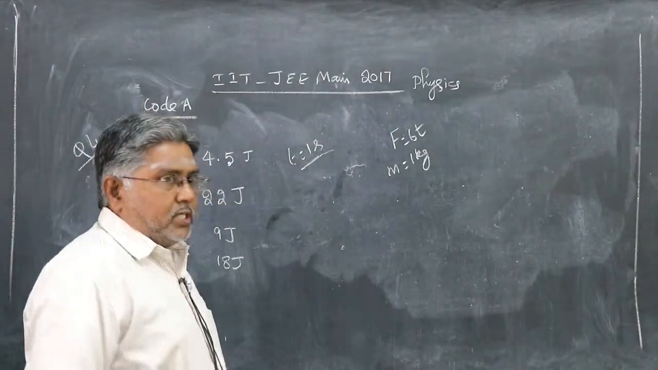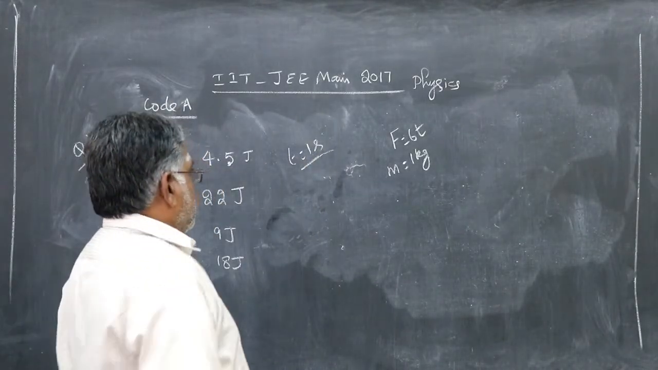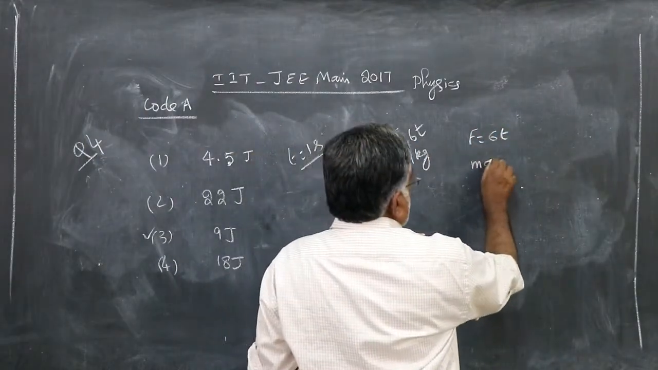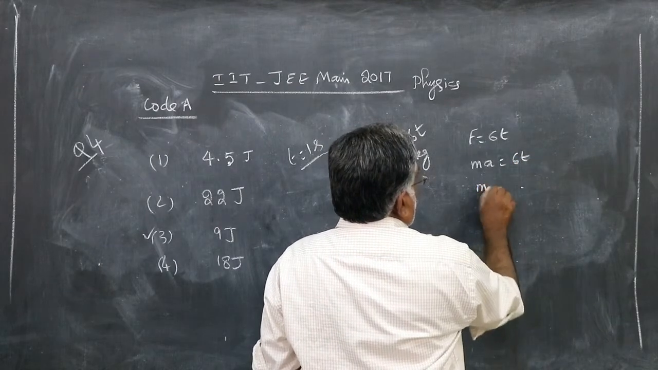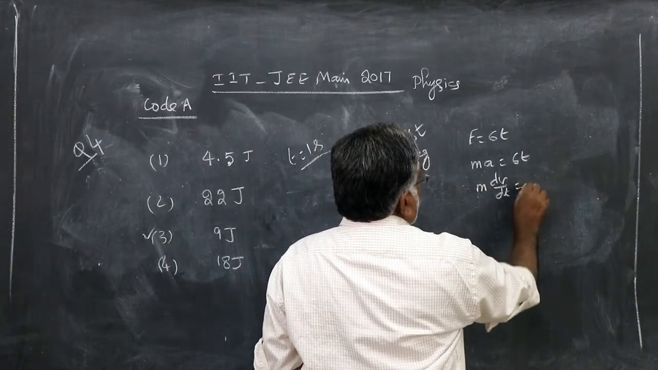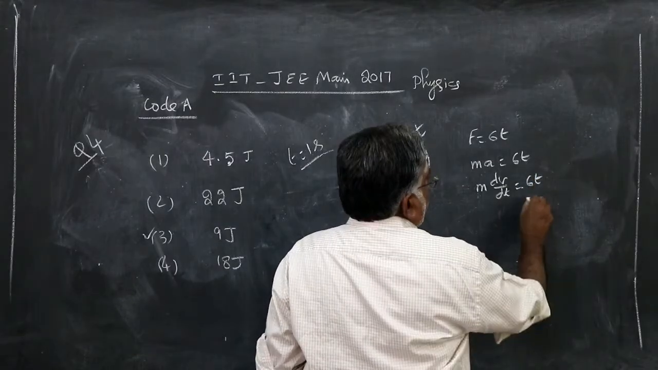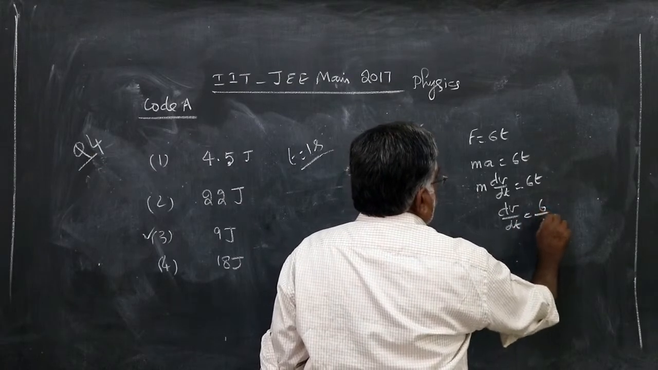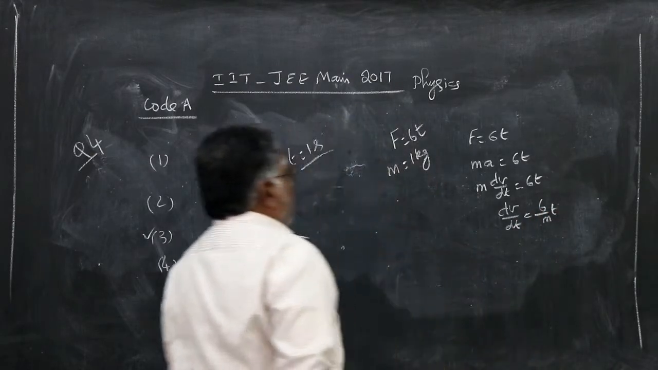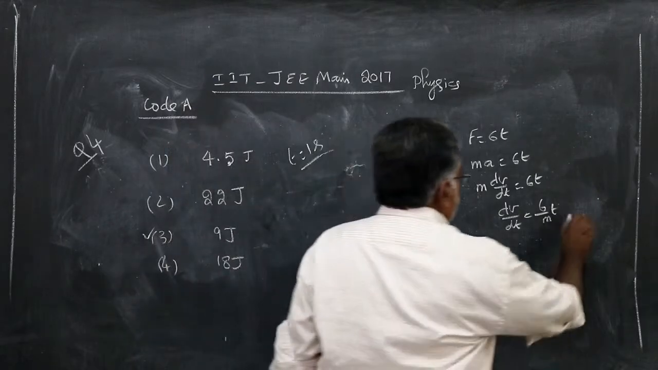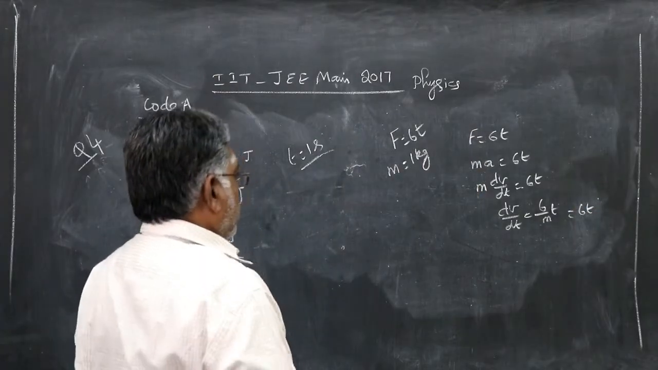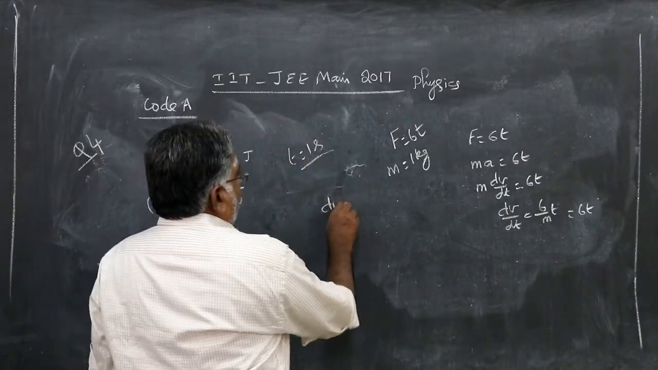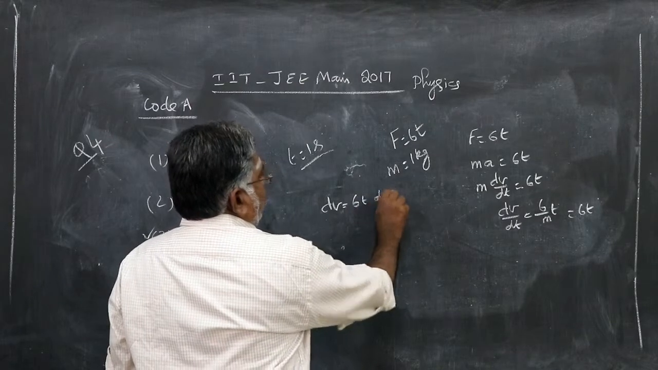See how to do it using indefinite integration. You know F is equal to 6t given. Okay. 6t is m into dv by dt. Therefore dv by dt is 6t by m, but m is 1 kg. Therefore this is simply 6t. dv by dt is 6t. Therefore dv is equal to 6t dt.